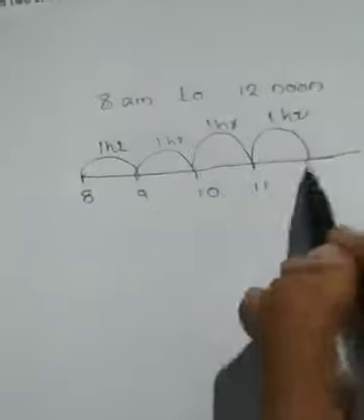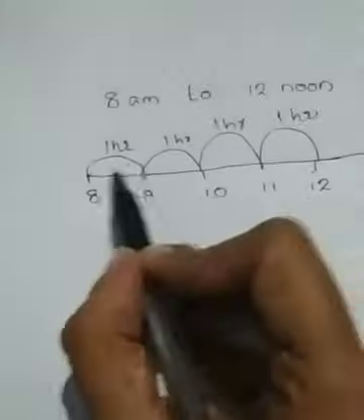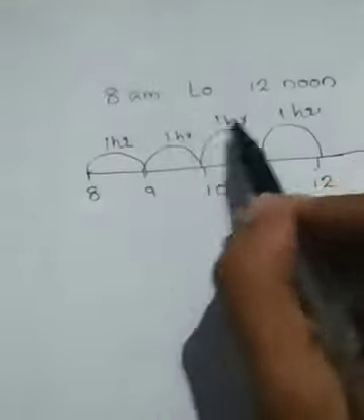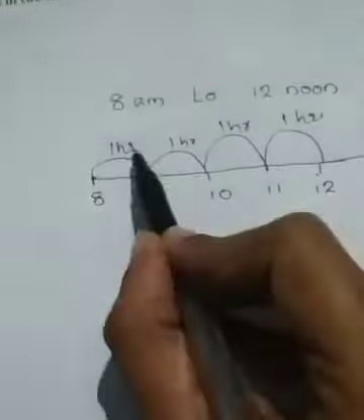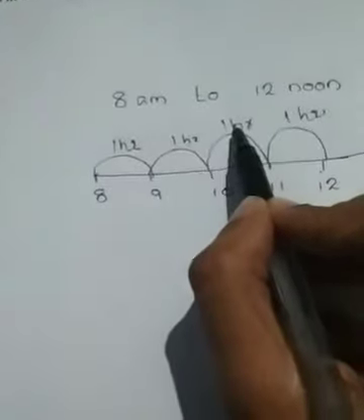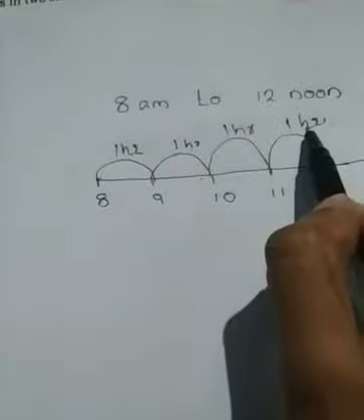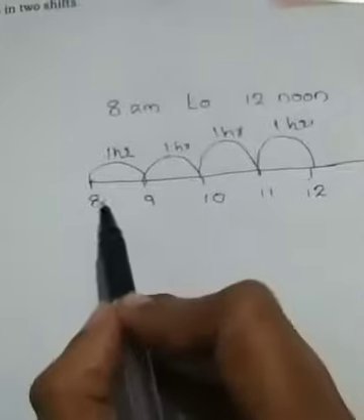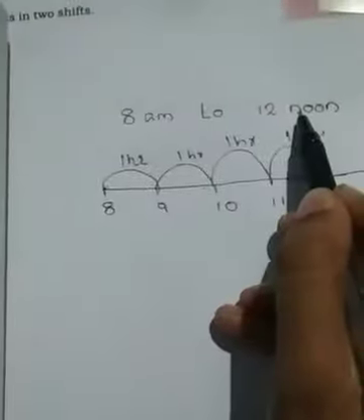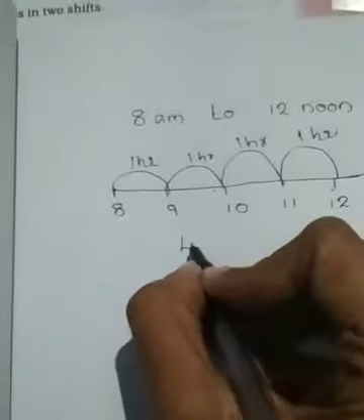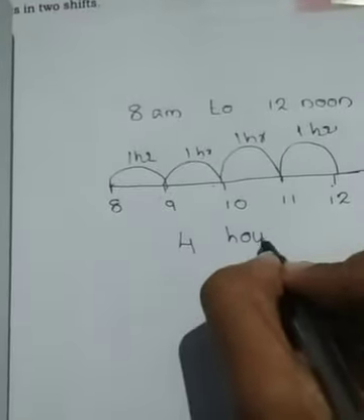The total time from 8 to 12: 1 hour plus 1 hour plus 1 hour plus 1 hour. That is 1 plus 1, 2. 2 plus 1, 3. 3 plus 1, 4 hours. That is from 8 a.m. to 12 noon. The total time is 4 hours.